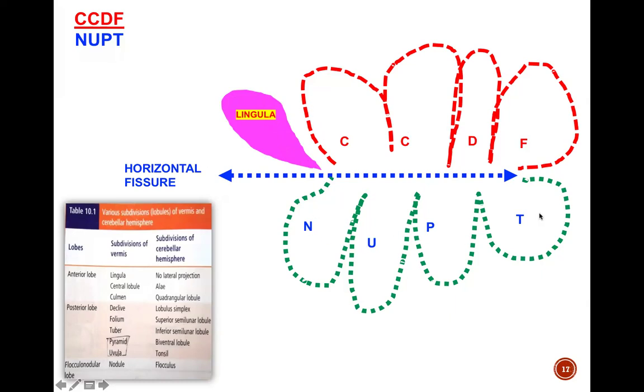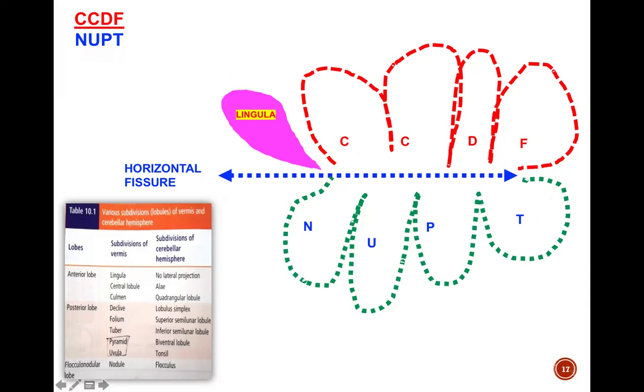So this is how the arbor vitae, the tree-like structure, is formed. Draw four structures somewhat like this, and below also draw four structures, and write CCDF NUPT. In the most anterior part you will find the lingula, then central lobule, culmen, declive, folium, tuber, pyramid, uvula, and nodule. So this is how you can draw the cerebellar hemisphere.